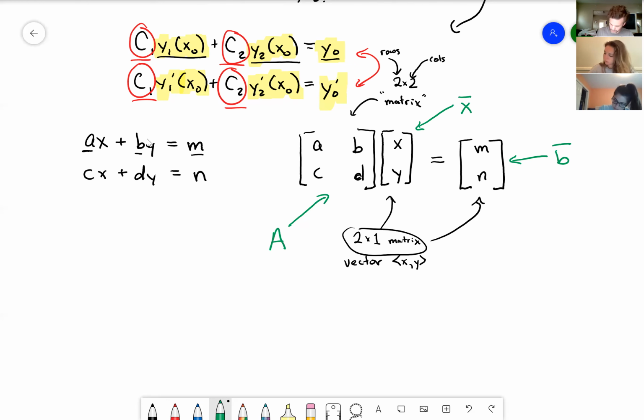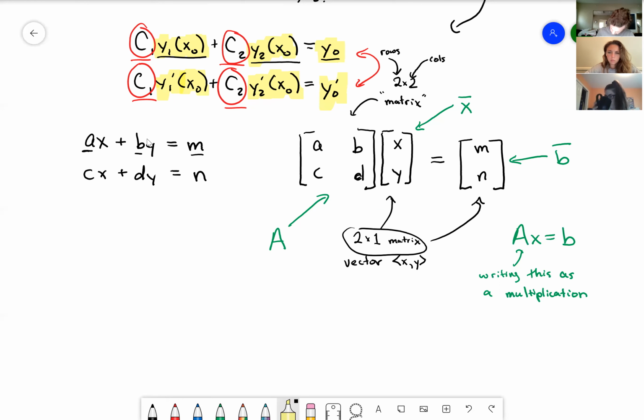And so the way that we write this collection of symbols here is Ax equals b. And so we're writing this as if we're doing a multiplication. And this is really the way we think about it. We think about this matrix A being multiplied by this vector x. Okay, so how does multiplication work with a matrix and a vector?